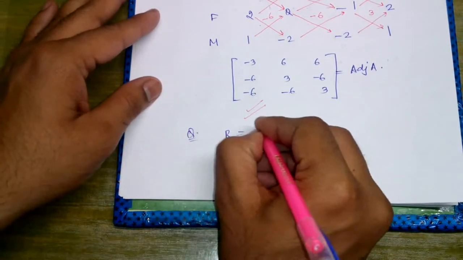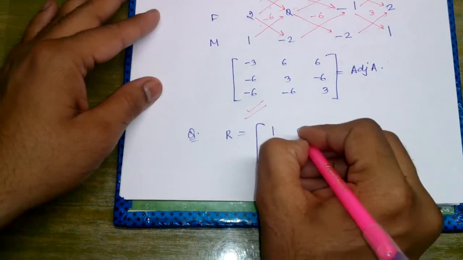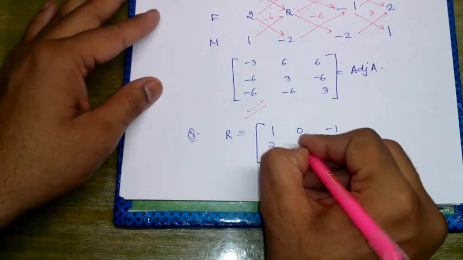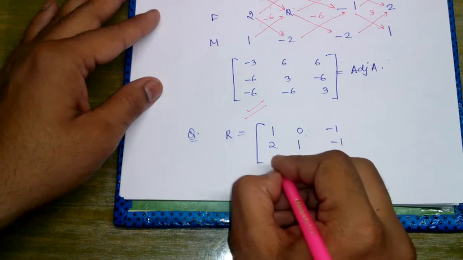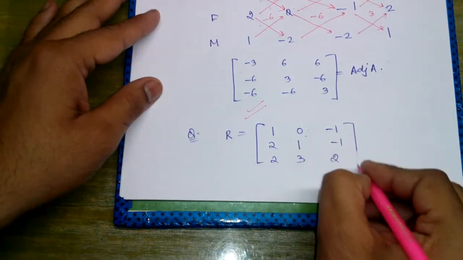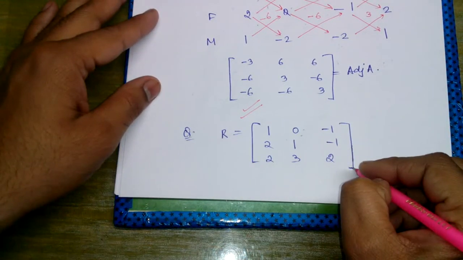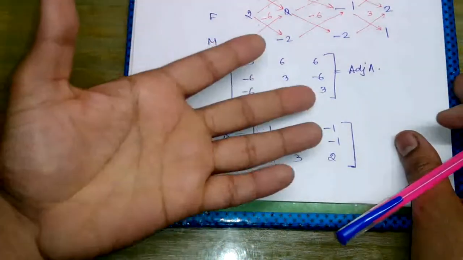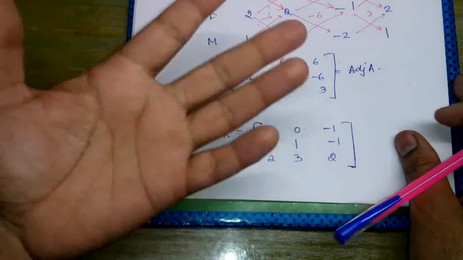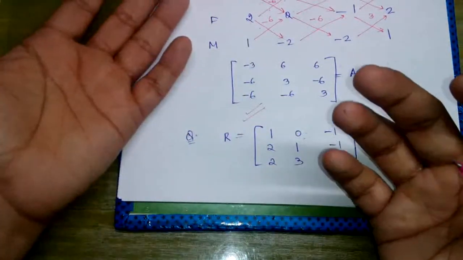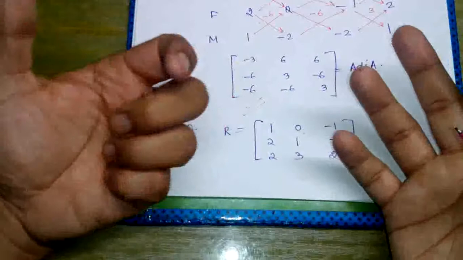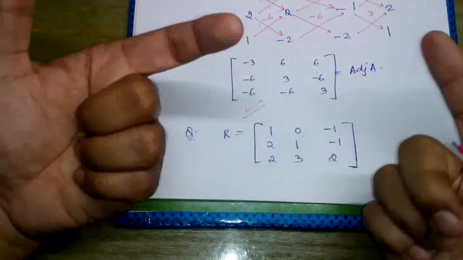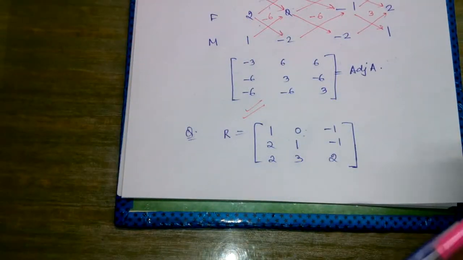A matrix R has been given as 1 0 -1, 2 1 -1, 2 3 2. देखिए, जब तक गेट में कैलकुलेटर अलाउड था तब तक तो मैट्रिक्स की प्रॉब्लम तुरंत हो जाया करती थी, क्योंकि ईएस वाले कैलकुलेटर में हम मैट्रिक्स भी सॉल्व कर लेते थे आराम से और वहां डायरेक्ट आंसर मिल जाता था. लेकिन जब से कैलकुलेटर बंद हुआ है तो इसमें दिक्कत आ रही है, तो इसीलिए हमें मैन्युअली करना पड़ेगा.